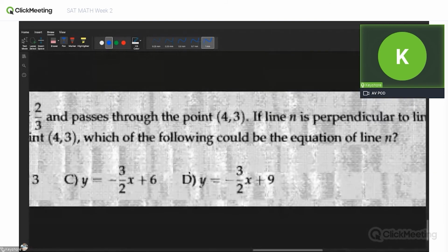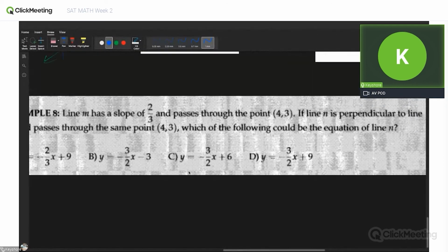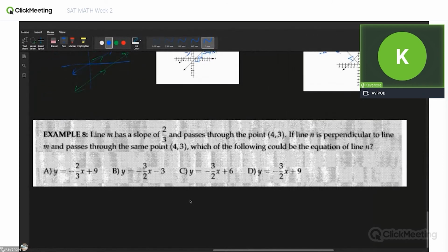So, here's the question. Line M has a slope 2/3 and passes through the point (4,3). Now, what you have to do is first figure out what the perpendicular line's slope will be. If the slope of the first line is 2/3, then the other one would be the reciprocal of it, which is 3/2. Then we just multiply by -1. So this is the perpendicular line slope.